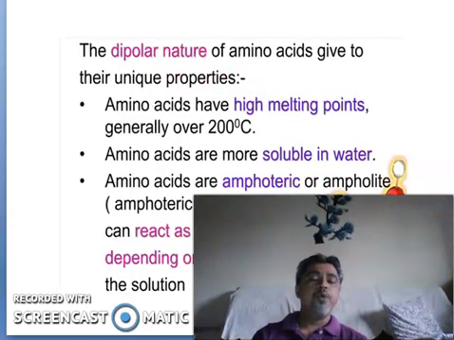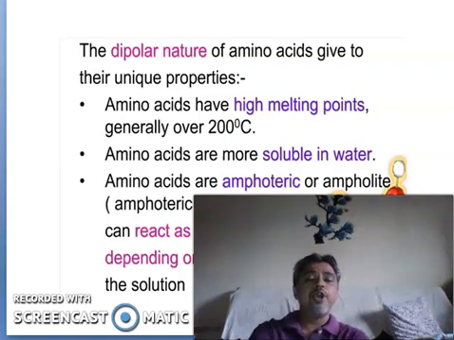Now, the dipolar nature of amino acids gives them unique properties. What are those properties? First, amino acids have a high melting point, generally over 200 degrees centigrade, and amino acids are more soluble in water.